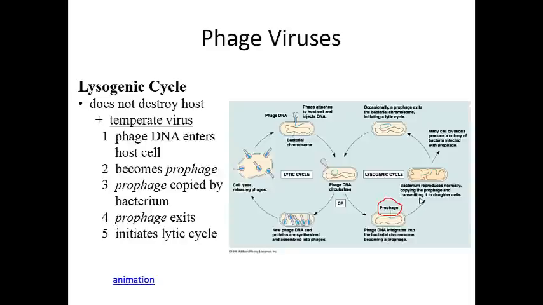Once that prophage is formed, every time the bacteria reproduces, it's also going to reproduce viral DNA. Every time the bacteria produces proteins, it's also going to produce viral proteins. Eventually, that prophage will leave the host cell's genome. Once that happens, the virus will convert from the lysogenic cycle to the lytic cycle, which again is ultimately going to kill the host cell. Here we see an animation showing the lysogenic cycle.